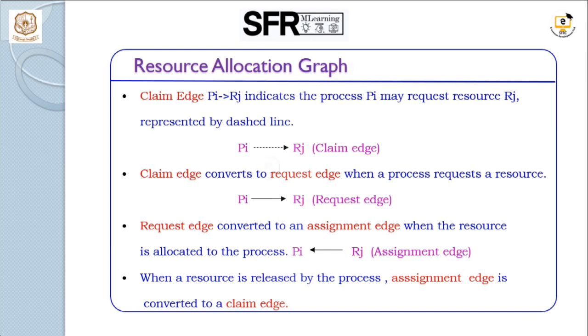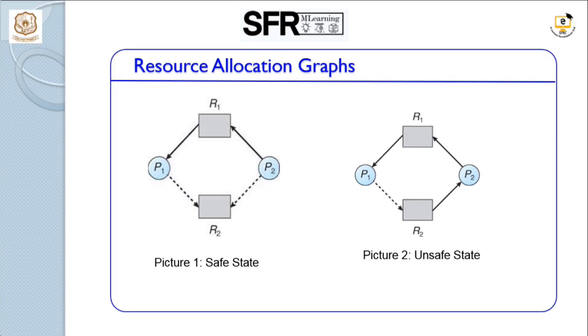So, look at the example. Picture 1 shows the safe state, picture 2 shows the unsafe state. In picture 1, P2 sends a request edge to R1, and the resource R1 is already used by P1. So P2 will wait until P1 completes its execution. After completion, the resource R1 is allotted to process P2. In the same picture, look at the dotted lines from P1 to R2 and P2 to R2. These two are claim edges, meaning P1 and P2 are claiming resource R2 for future use.